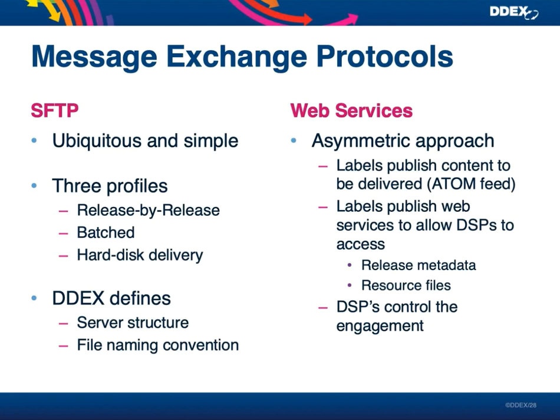So a label would publish new content on their web service. It gets pushed to the DSPs via an Atom feed, which is basically a table of contents of what is new at that label for a specific DSP. The DSP can then look at this and pull down the content it wishes to receive. And again, this is done using web services. So the DSP then pulls down from the web service the ERN message, which then contains, again, web service addresses for the individual resources. And the DSP can then pull those resources down.